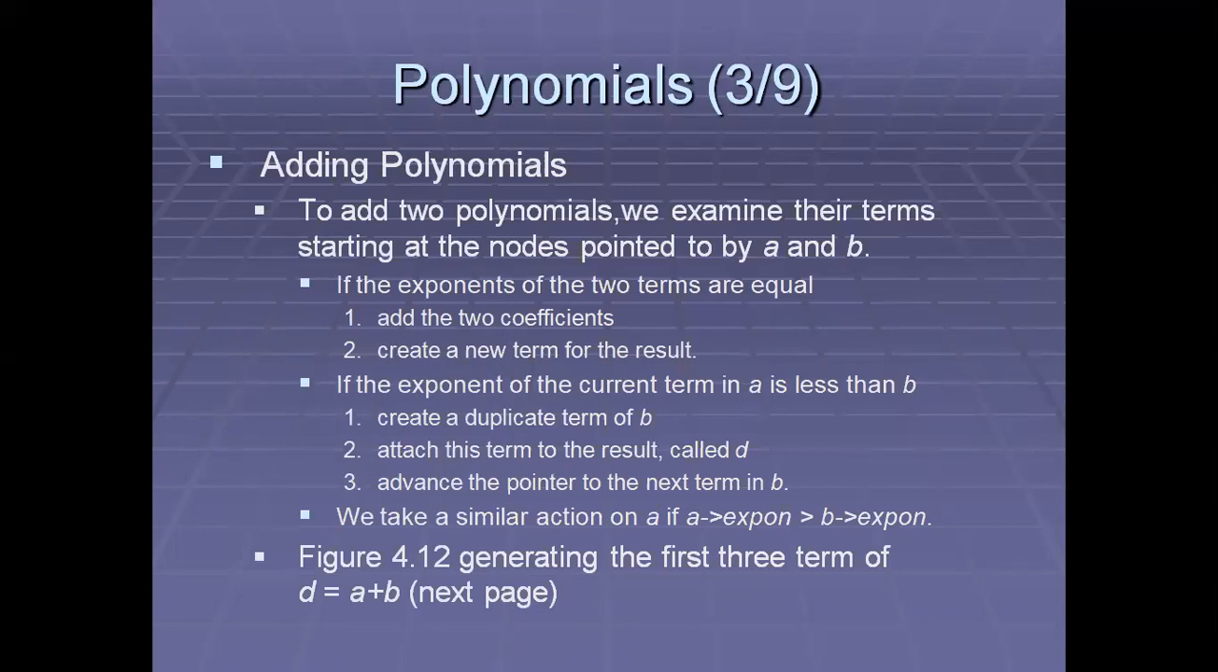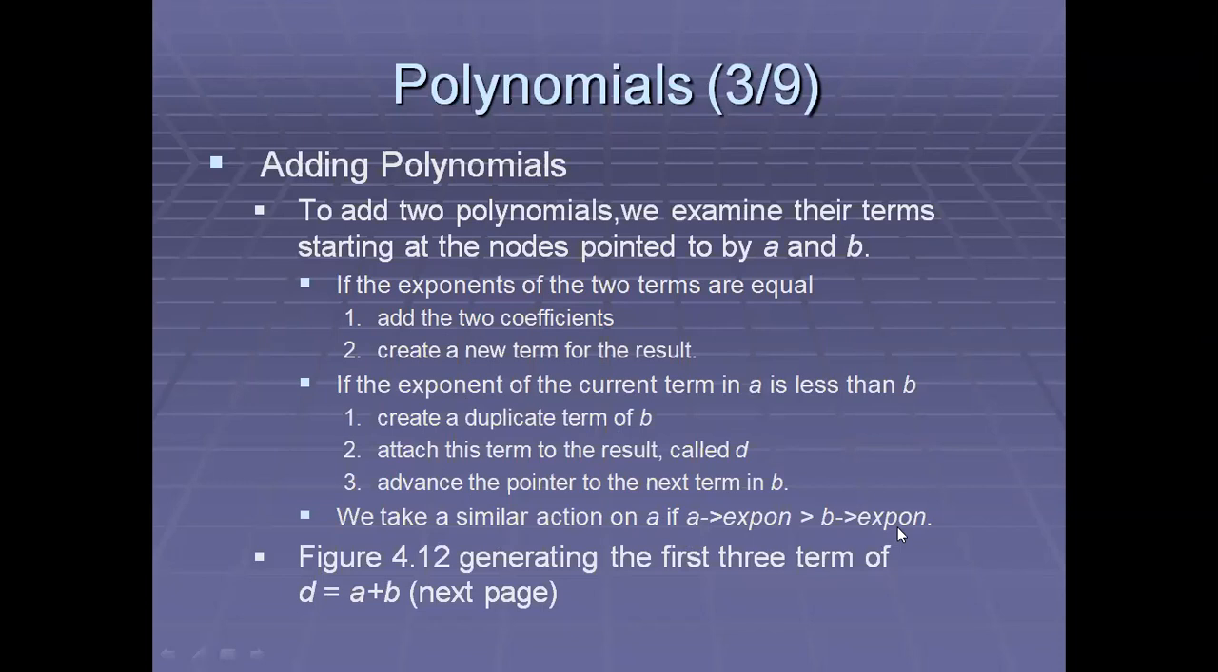So I told you, in the entire polynomial, each part is named as a term. So that's what he is telling. Add the two coefficients, create a new term for the result. If the exponent of the current term in A is less than B, create a duplicate term of B. Attach this sum to the result called D. Advance the pointer to the next term in B. We take a similar action on A if A's exponent is greater than B's exponent.